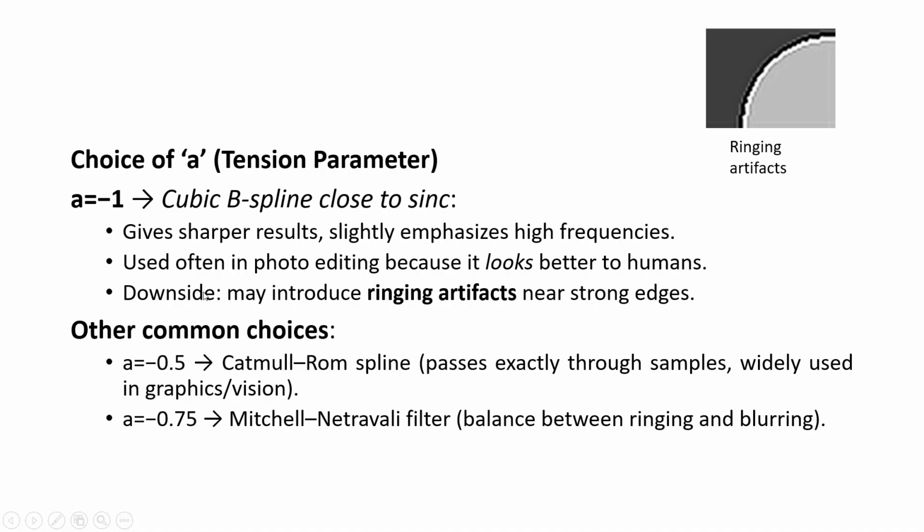So it will provide a sharper result, but the drawback is that it may introduce ringing artifacts near the strong edges. Other common choices are A equal to minus 0.5. We can use minus 0.75 also. It will balance both ringing as well as blurring.